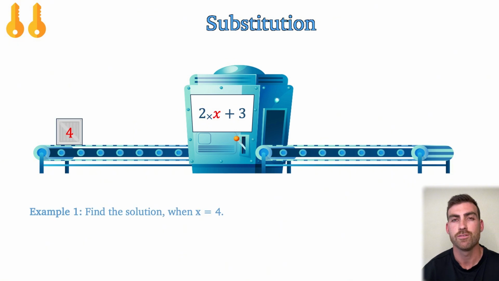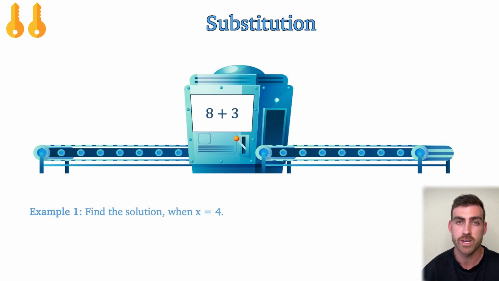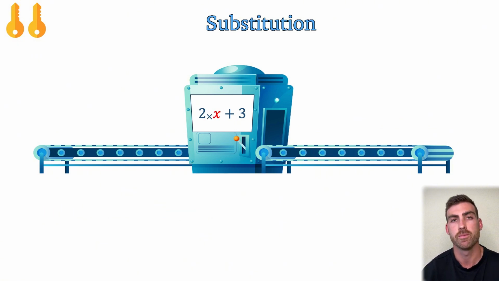Example 1. Find the solution when x equals 4. To answer this question, we replace the x with the input 4. Then we complete the calculation to get the output. In this case, 2 times 4 equals 8. Then we add 3, giving us 11, which is the output. Simple, right? Let's try another one.